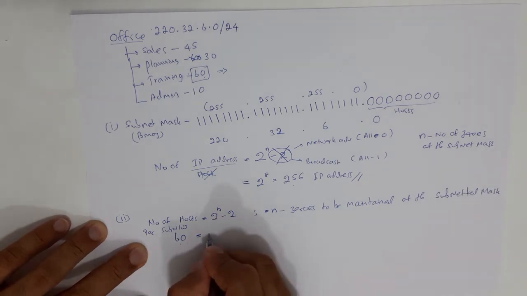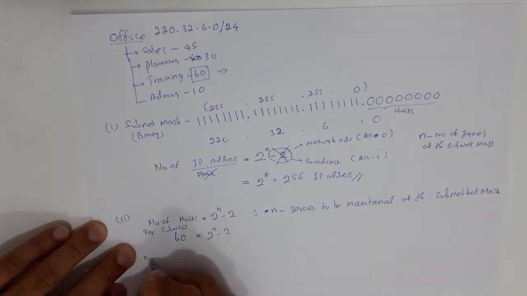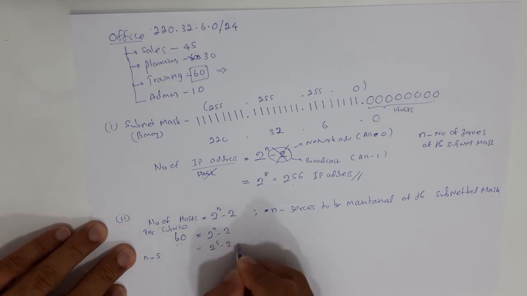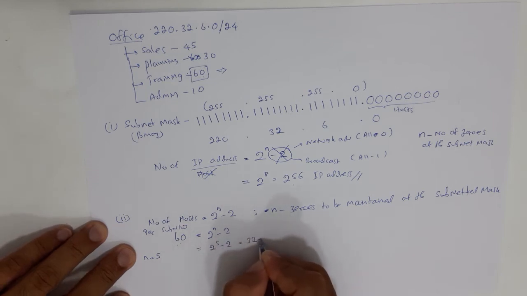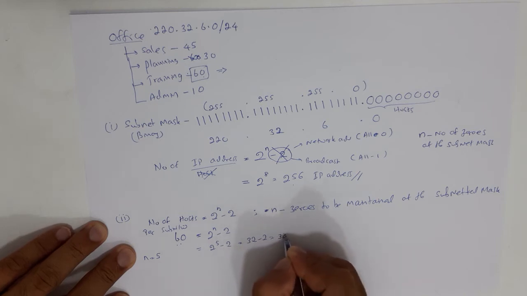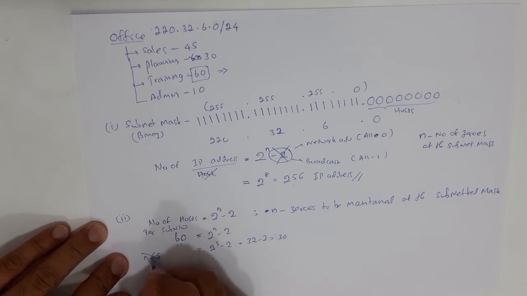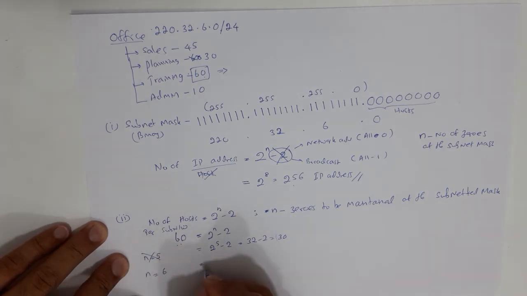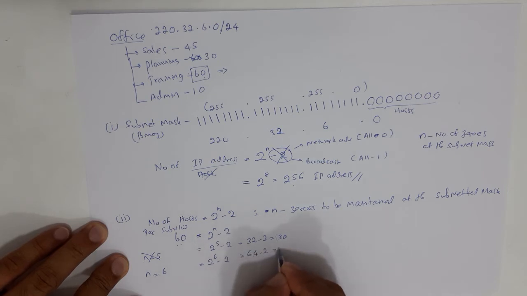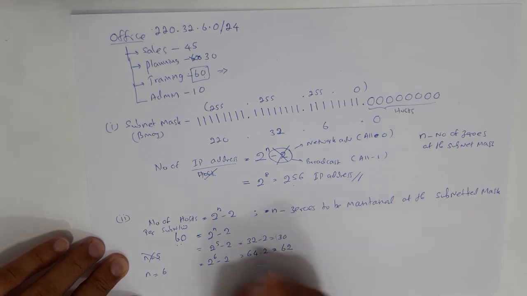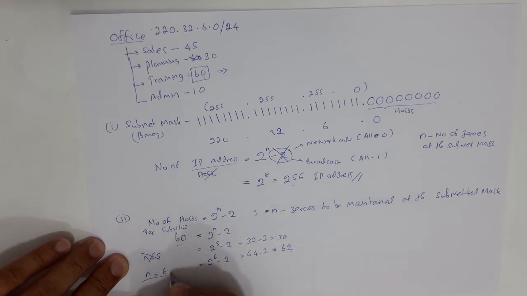Right. We'll find n to make the full answer into 60. So if I try n as 5, what would be the equation? 2 to the power 5 minus 2. 2 to the power 5 means 32 minus 2, 30. So this is giving you 30 hosts. Is that enough to fill 60? No. Then I'll increment that for the next value. n equals 6. 2 to the power 6 minus 2. This is 64 minus 2. Now it is 62. Is that fine? Yes, this is giving you 62 hosts. We need 60 addresses. So this is the answer.